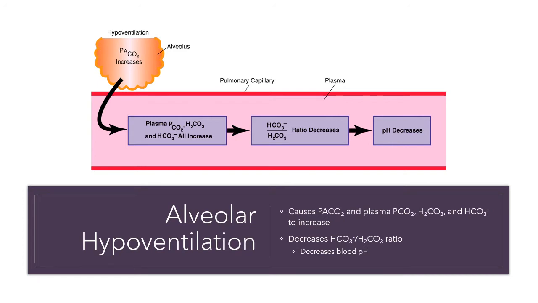Let's take a closer look at this. As a person quits breathing, as their breathing becomes less, or hypoventilation, the alveolar CO2 rises. This in turn causes the plasma CO2, carbonic acid, and bicarb all to increase. This decreases the ratio of bicarb to carbonic acid, which in turn decreases the pH, as pictured here.